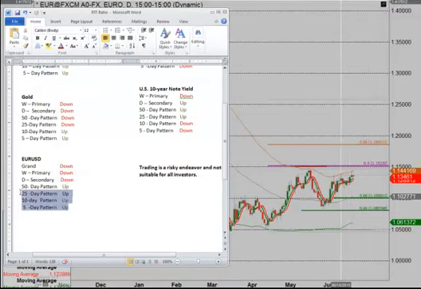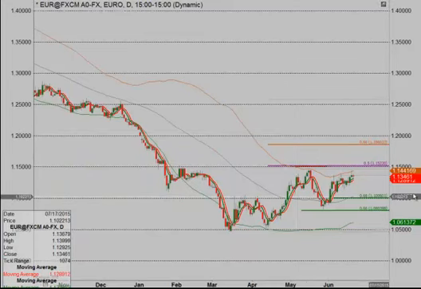Here's how we approach the market. We generally take 3 successive patterns and we trade along with the majority of those patterns. Clearly, all of them are up. All the short-term patterns are up in the euro. So we would look for a continuation of that.